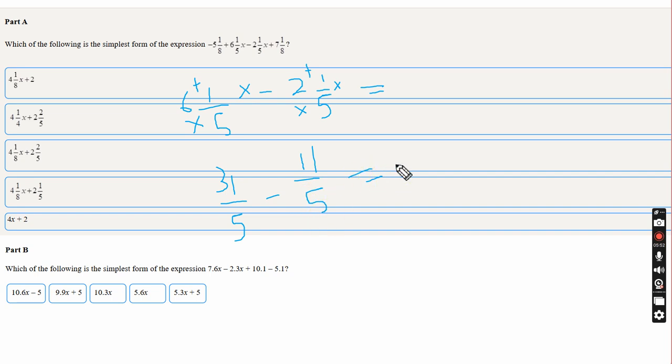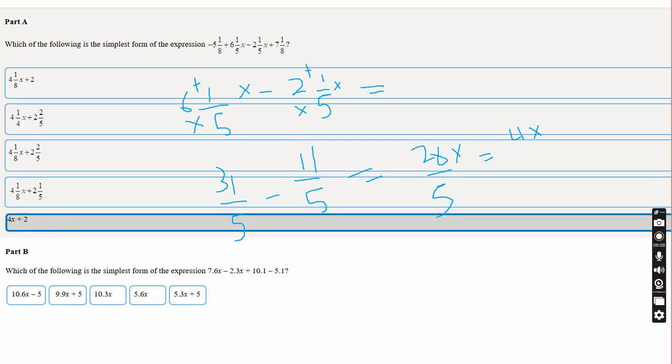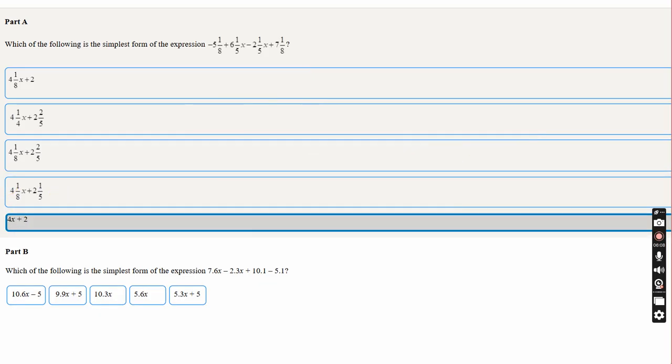You get 20x over 5. Now 20x over 5, when you simplify it, what do you get? 4x. And you can directly go to the answer and say, where is it? There's 4x only. You can find it here. But we will also do the other part.